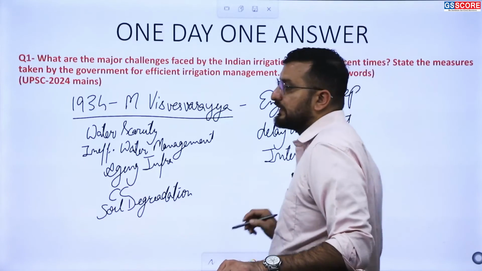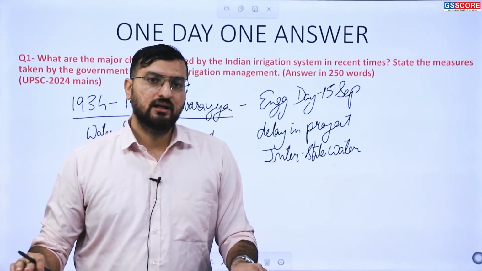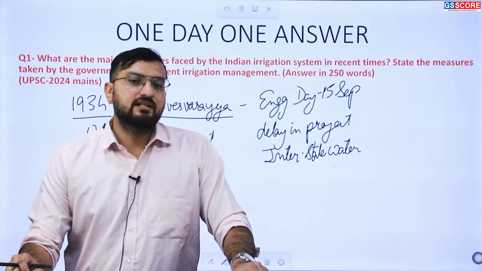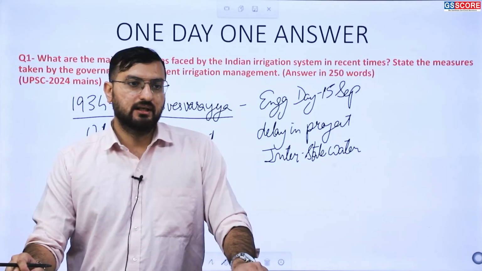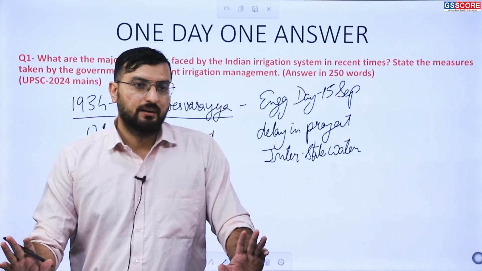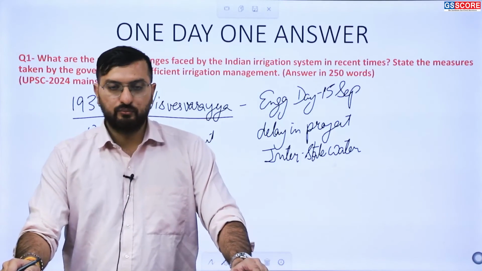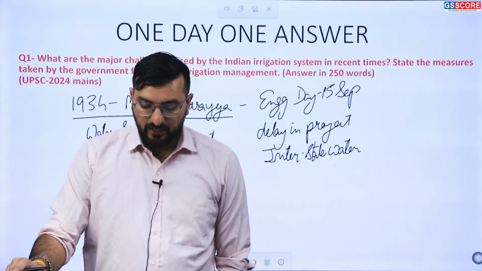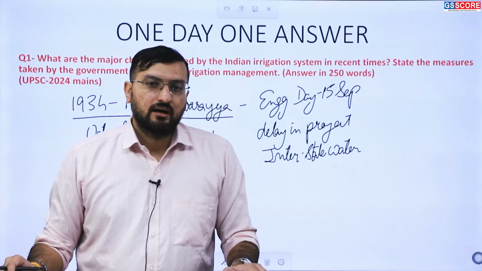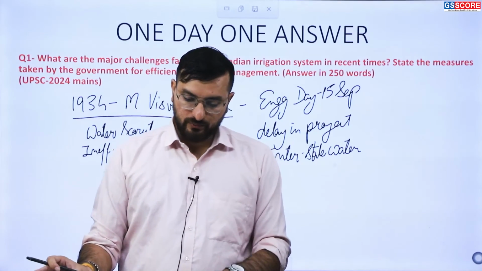Then the problem of interstate water disputes. Because most of our rivers are interstate, there are definitely a lot of disputes between the states regarding water. Next, regional variation is also a big problem. In the northeast regions, 28% of the fields are irrigated, whereas in northern India it has almost reached 95%. Then there is a decline in the water table, which is again a big problem. And the last problem that we can write is the energy crisis and power outages.